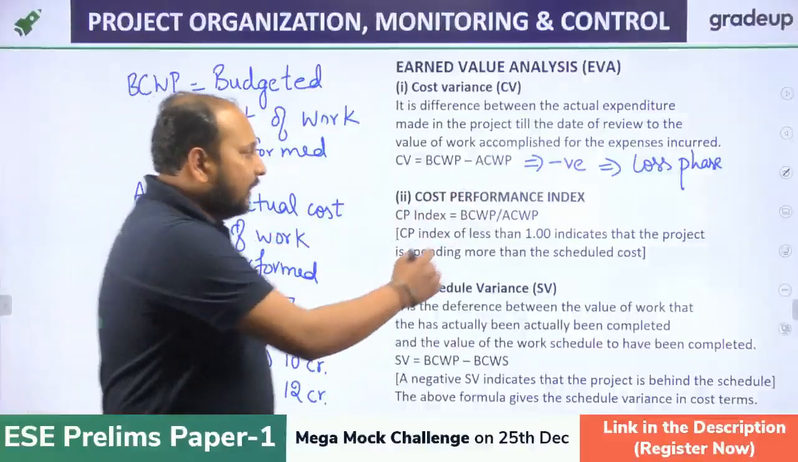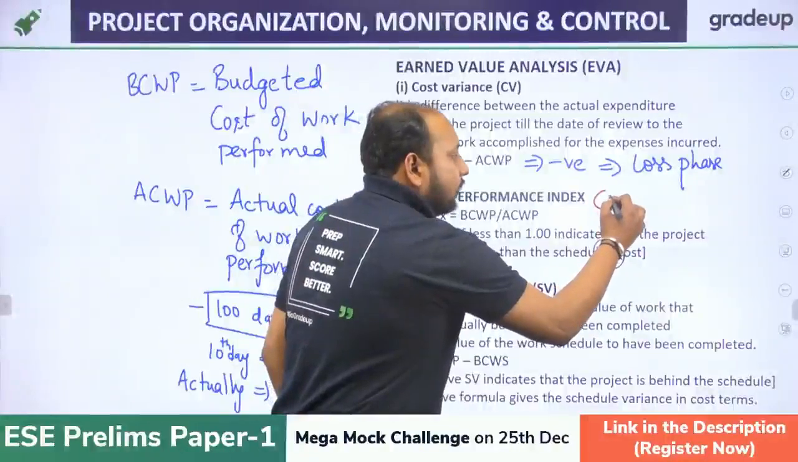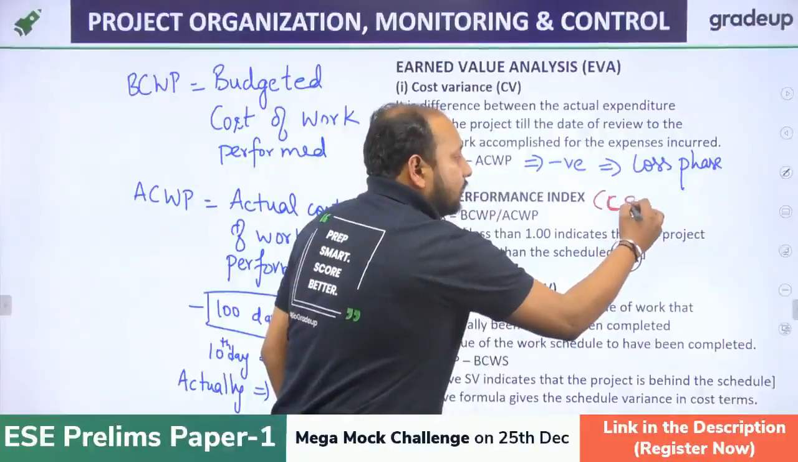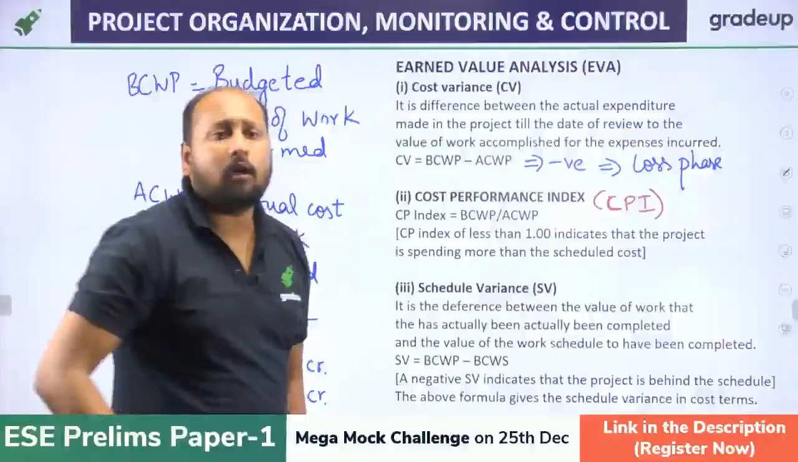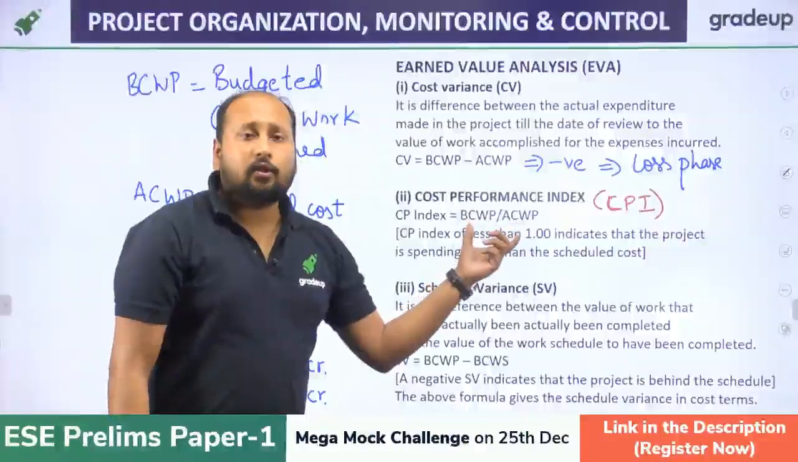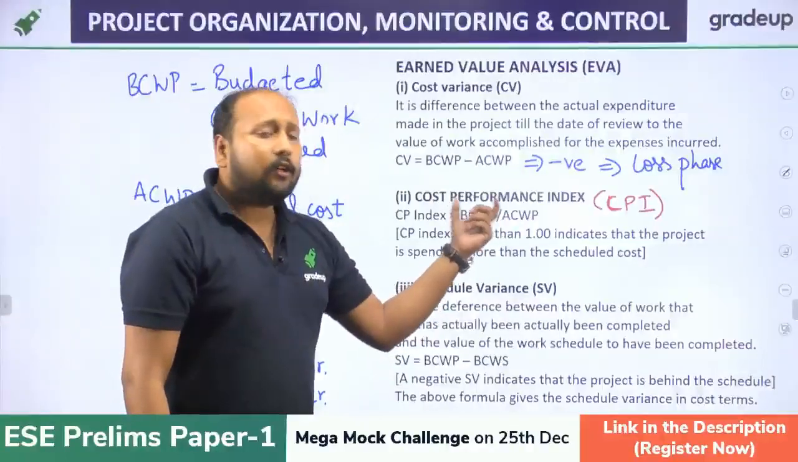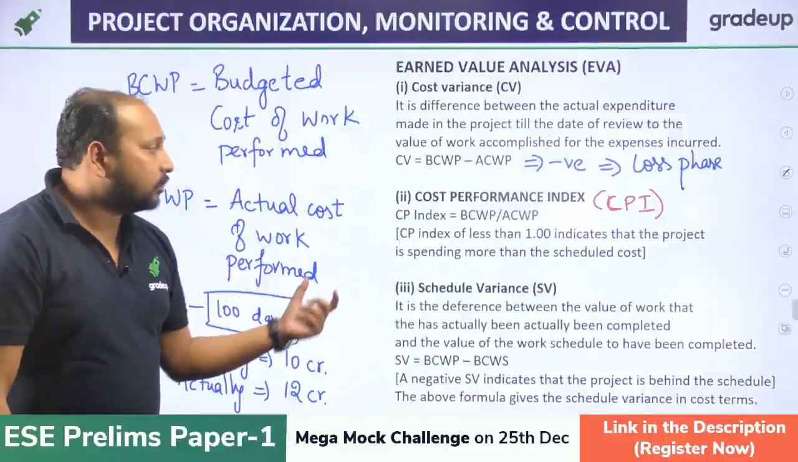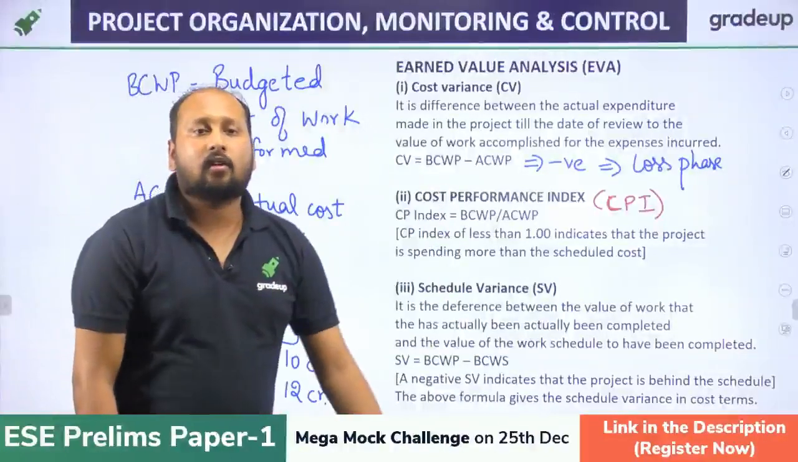Now, this is called CPI, which is also one of the tools, called Cost Performance Index. What is CPI? This basically tells about the ratio of budgeted cost of work performed divided by actual cost of work performed.